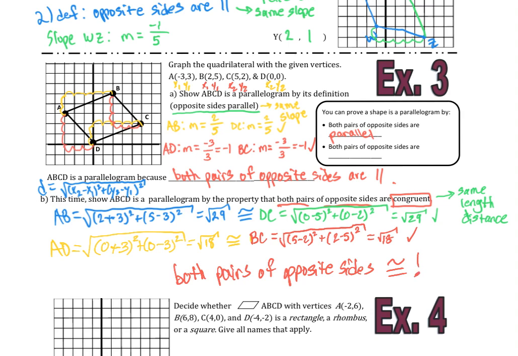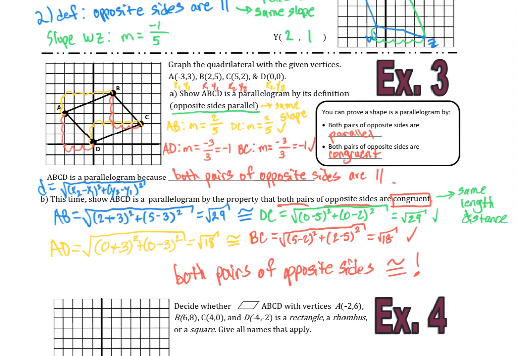And that's good, right? Both pairs of opposite sides are congruent. So you could say, back up here at the top, in this little box, you could prove a shape is a parallelogram by both pairs of opposite sides being parallel or both pairs of opposite sides being congruent. You can do either one. You don't have to do both. You can pick one and prove it's a parallelogram by doing either one of those.